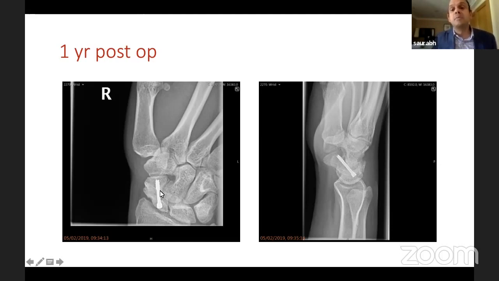Other important thing in proximal pole, as I said, you cannot determine healing at 3 months because 2/3 of the scaphoid is covered with cartilage. So your final x-ray in a proximal pole has to be at 1 year. Even at 6 months, if you do an x-ray, it all looks good, you discharge them, they go back to doing something very heavy, this can all fall apart. Proximal pole, final x-ray, 1 year.